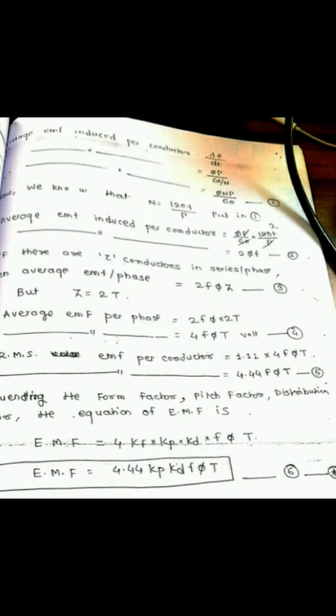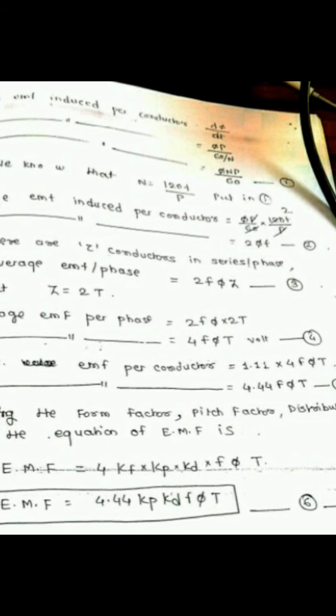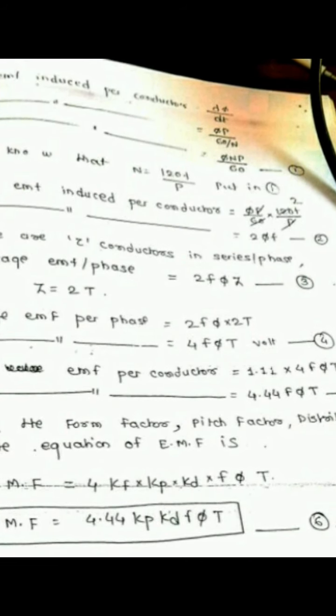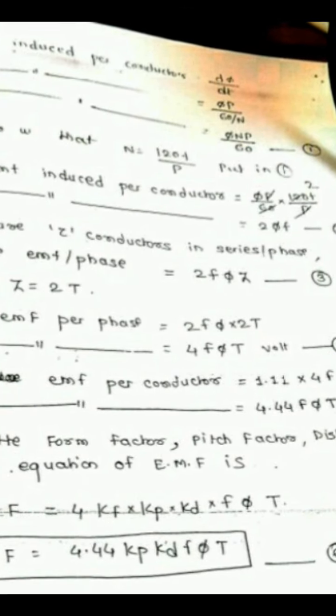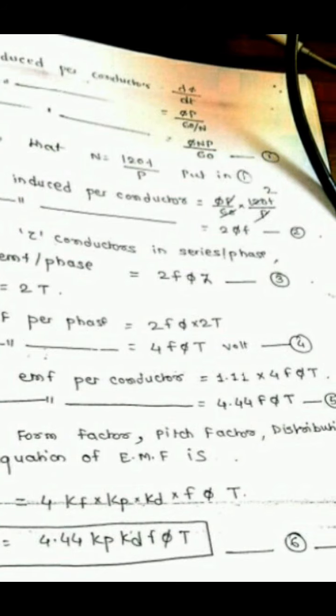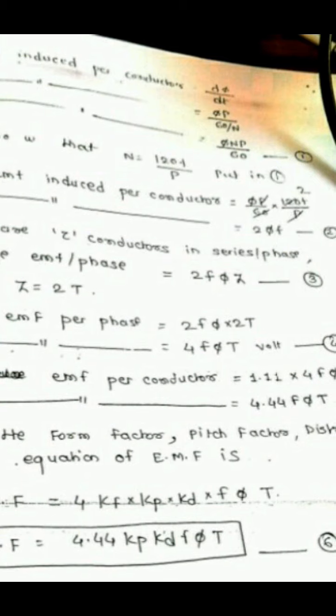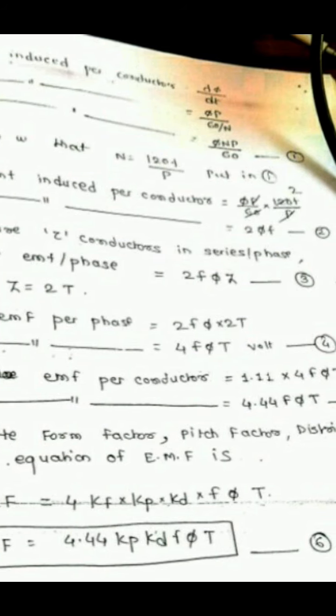So the next step is that if you want to derive the EMF induced per conductor, that is nothing but the rate of change of flux with respect to time, that is dΦ by dt. So we know the formula of dΦ, that is Φp, and we know the formula of dt, that is 60 by N. Substituting these into that equation gives the fundamental equation of EMF induced per conductor, that is Φ N p by 60. This is in terms of rpm, not rps.